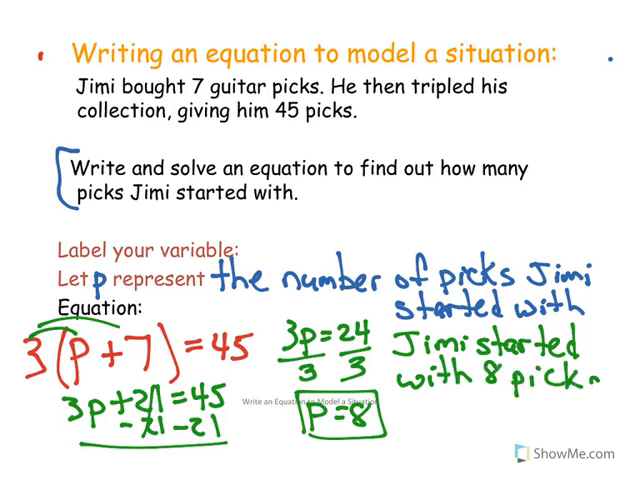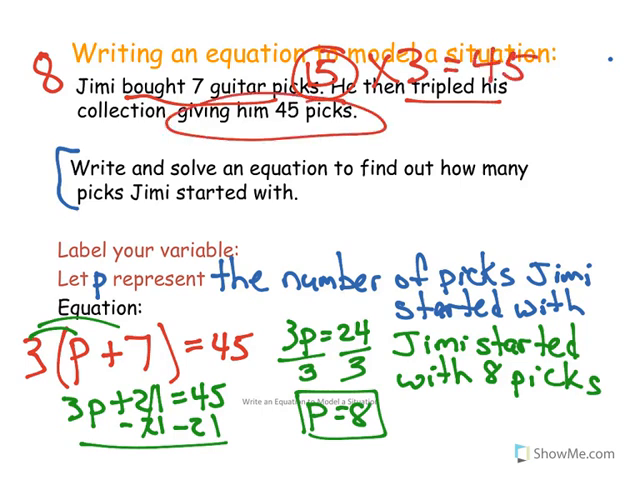So again, I can't use my equation, right? That equation, I don't know how accurate that equation is. I'm not tied to that. All right, so we think Jimmy started off with 8 picks. He bought 7 more picks, so now I've got 15 picks. Now he tripled them. Okay, great. If I triple 15, it gives me 45. Wonderful. So my answer is correct.